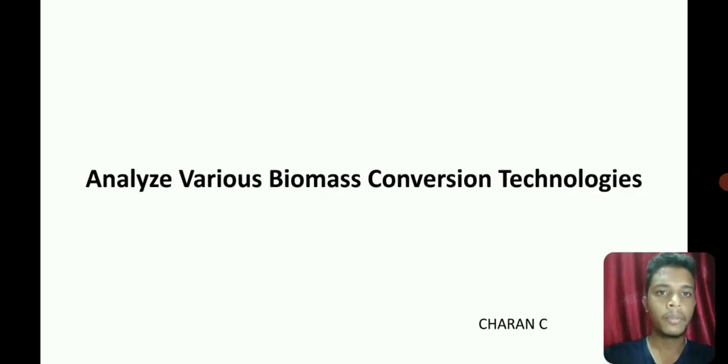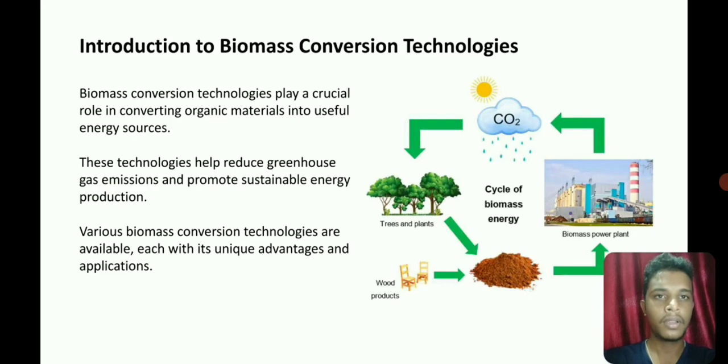In this video, I am going to discuss and analyze various biomass conversion technologies, and give an introduction to biomass conversion technologies. Biomass conversion technologies play a crucial role in converting organic materials into useful energy sources. These technologies help reduce greenhouse gas emissions and promote sustainable energy production.